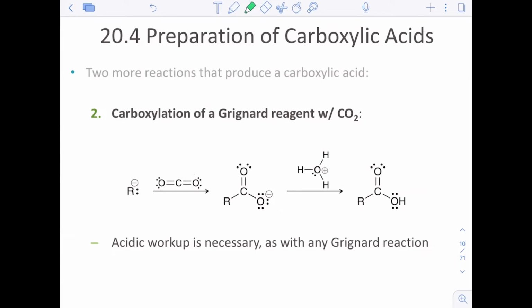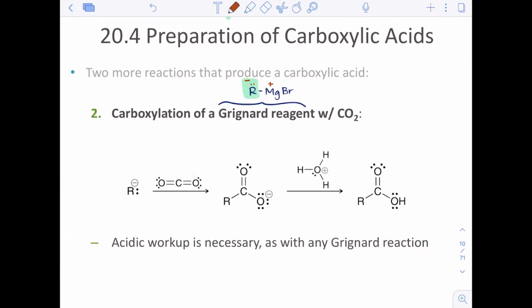Carboxylation of a Grignard with CO2. This is something relatively new. So we know Grignard reagents, right? Grignard reagents were the ones where we had some sort of R group attached to a magnesium bromide. And that R group specifically had a lone pair with a minus charge because magnesium is a metal. So it will be the cation in that ionic bond, and the R group will be the anion, which means the R group, again, is a nucleophile, right? This was our nucleophile of Grignards from last chapter.